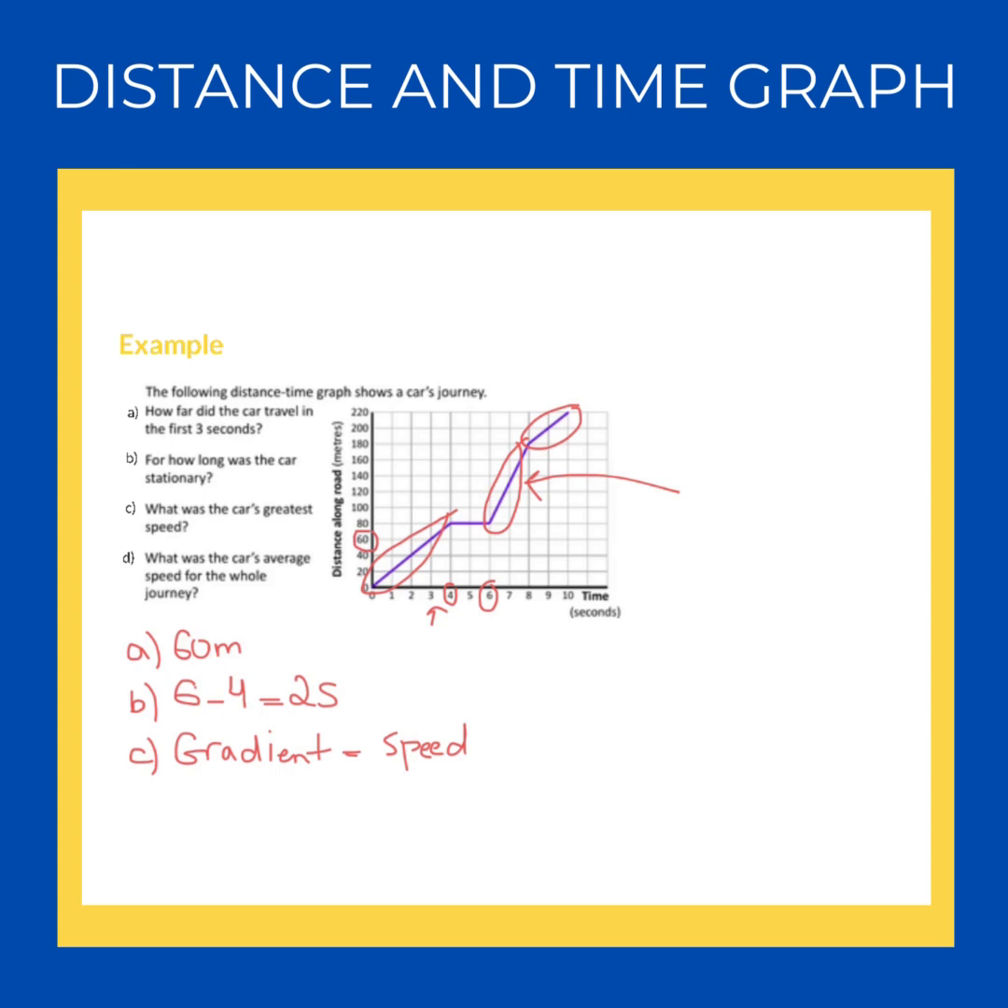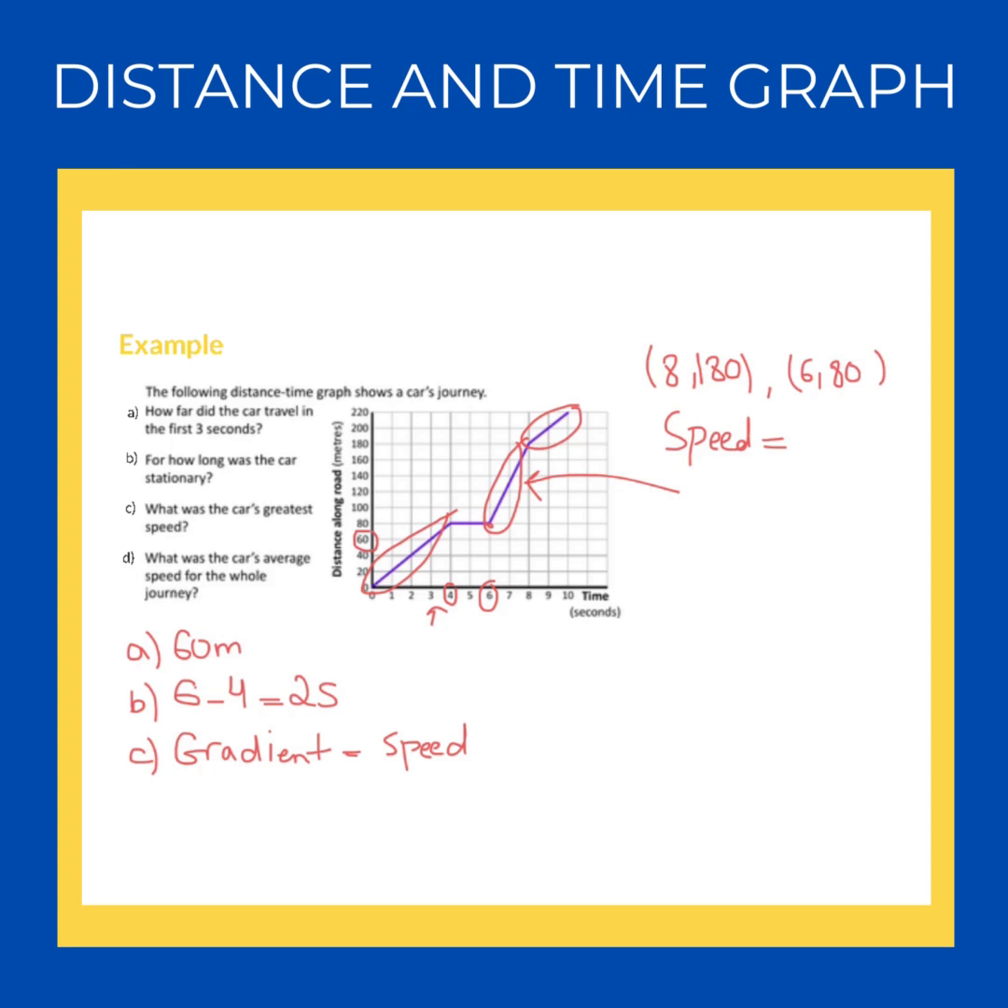Now to find the speed, I need to find the gradient, which is equal to y2 minus y1 over x2 minus x1. So let's pick 2 points. The first point is going to be 8 on the x and 180 meters on the y. And the second point is basically here, which is 6 on the x and 80 on the y.